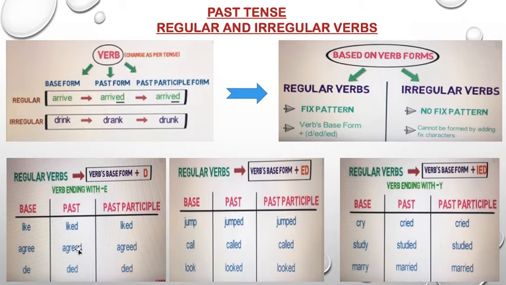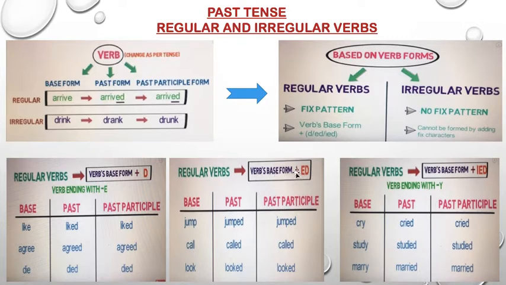So past will be agreed, past participle will also be agreed. Okay, die. Again for die we are adding only d because e is already there in the word. So past will be died, past participle will be died. Okay, let us move on to the next one.